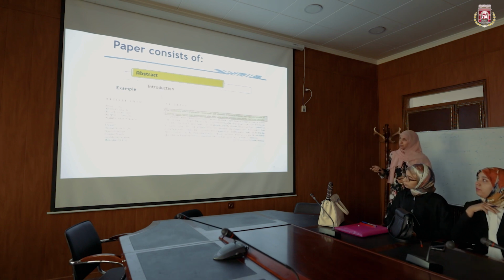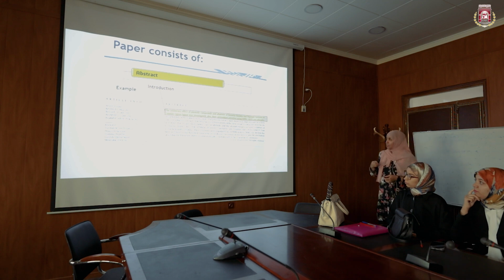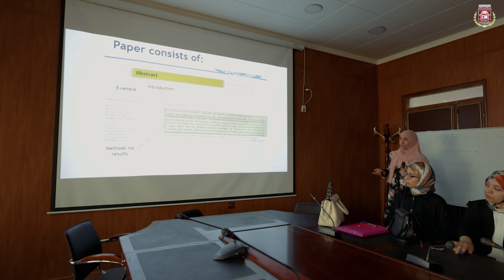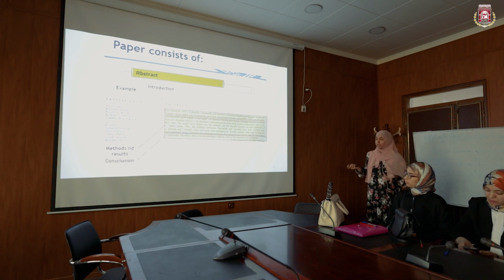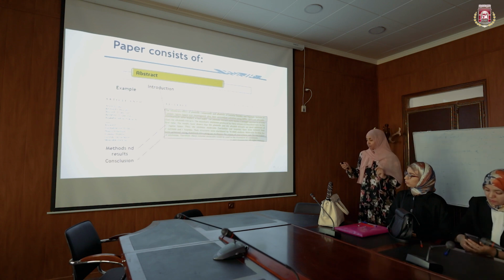For example, we have here an abstract. The first line is about an introduction. The second, or the main body of the abstract, is methods and results. And the final one is conclusion and perspective.